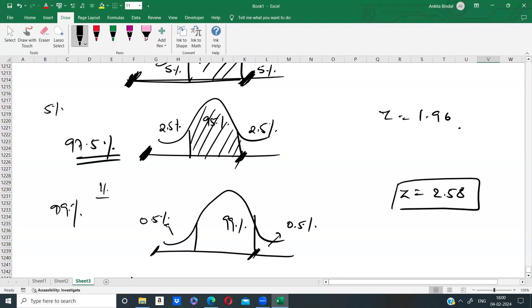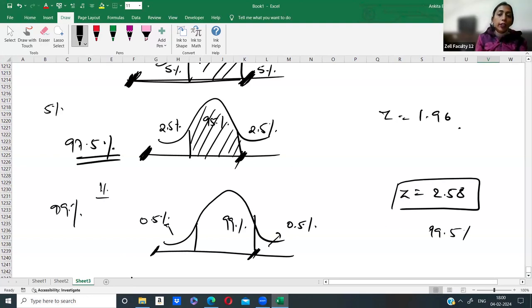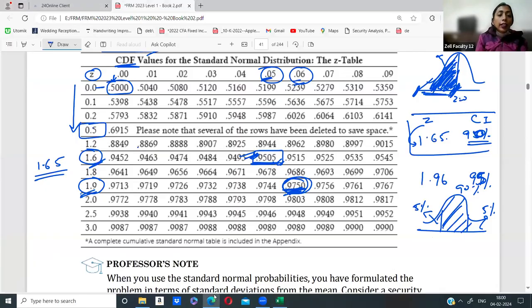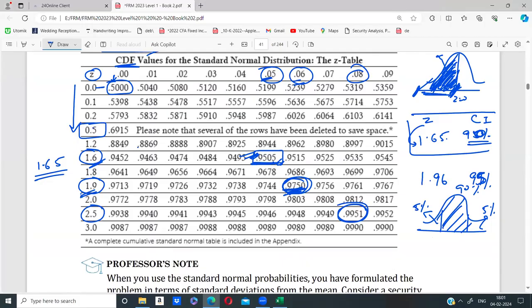So 99.5%. I'll be saying 99.5%, so 0.9950. Let's see, if I put 2.58, this is 2.5 and this is 8 here. So how much am I getting? 0.995. Understood? This is your Z table.